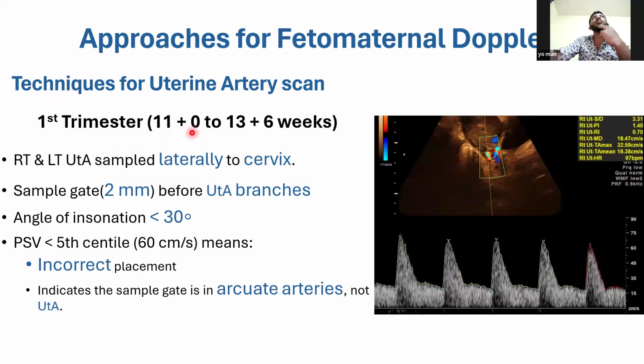Usually in the first trimester, it will be done from the 11th week up to certain weeks. Then the right and the left uterine artery should be sampled lateral to the cervix. First, we have to identify a very good mid-sagittal plane of the uterus, including the cervix. When you're juggling your probe to the right or to the left, you will find the vessels, so you should map that. And every number that I put on this slide is based on recent ISUOG and ACR guidelines, okay?